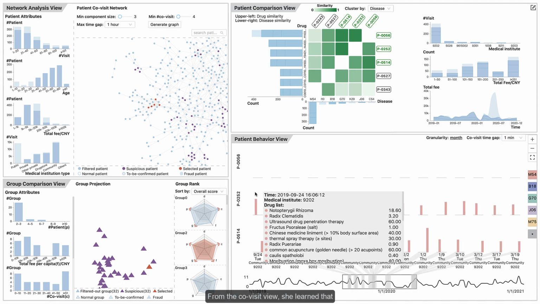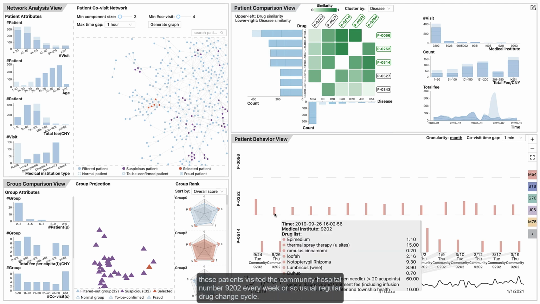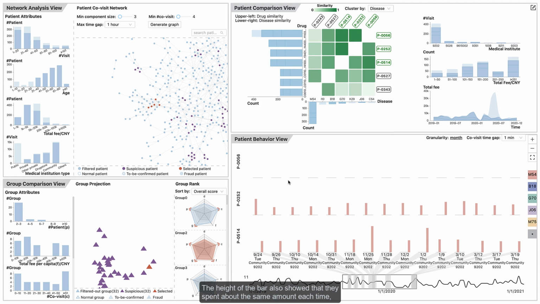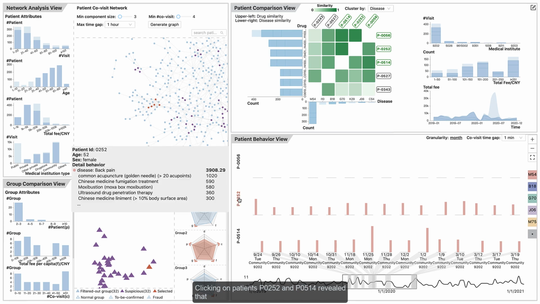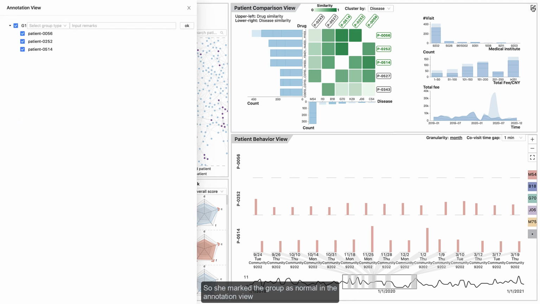From the co-visit view, she learned that these patients visited the community hospital number 9202 every week or so. The height of the bar also showed that they spent about the same amount each time, consistent with the usual regular drug change cycle. Clicking on patients P0252 and P0514 revealed that their ages and total fees were similar, so she inferred that they might be patients who knew each other and went to the doctor together. So she marked the group as normal in the annotation view and gave the corresponding reason.